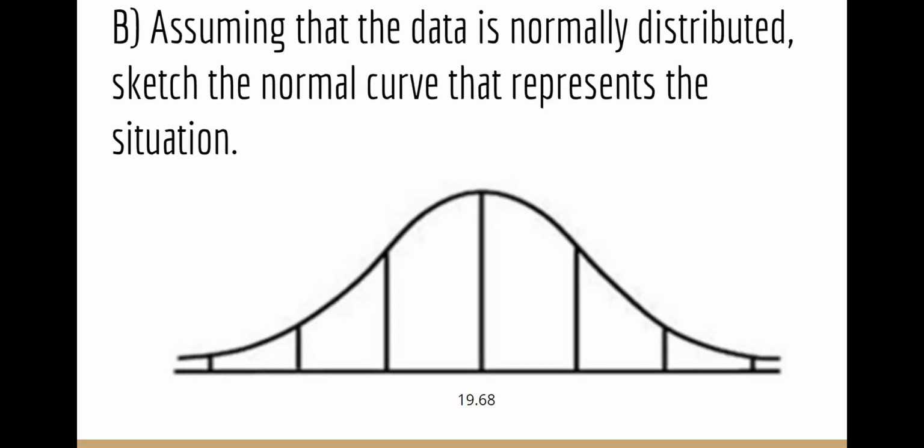So the mean goes in the middle. Our middle line is 19.68. Then we just add 2.11 every time to get our next standard deviation. 3 standard deviations above the mean is 26.01. Then we subtract 2.11 every single time. So 1 standard deviation below the mean is 17.57. 2 standard deviations below the mean is 15.46. And then 3 standard deviations below the mean is 13.35. So if you had done this on your own, hopefully you got all of those answers correct.